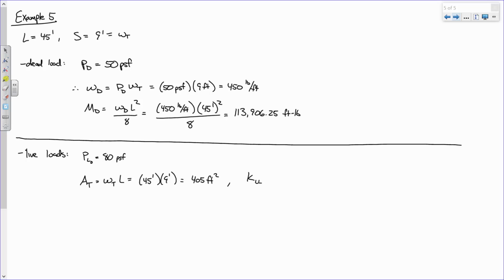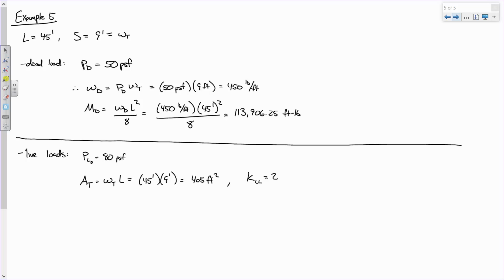Now, we need one more thing, and that's the live load element factor. Anybody remember what the live load element factor is for beams? It's in the manual. It's 2. And what is it for columns? 4. All right, so K_LL is 2.